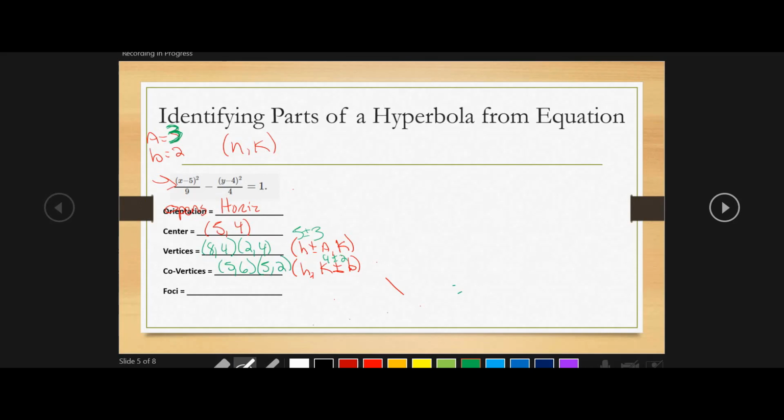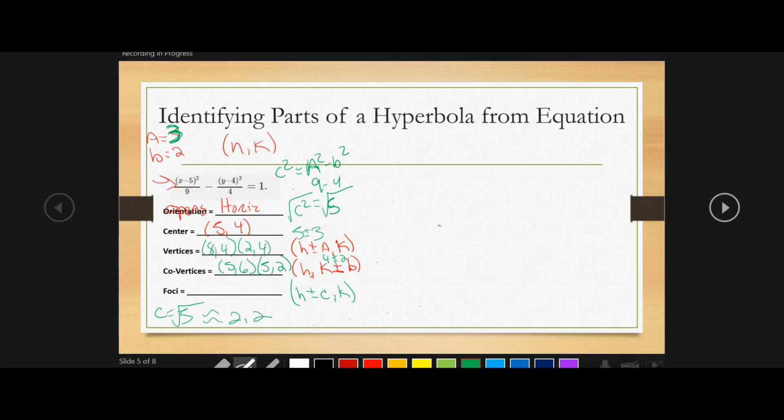And the foci are going to be, again, hopefully you wrote down the equation earlier, h plus or minus c, comma, k. So c for this one, we get c the same way as we did with the ellipse. So it's c squared equals a squared minus b squared. So it's 9 minus 4. So we get c squared equals 5. So we square root it. So c is the square root of 5.